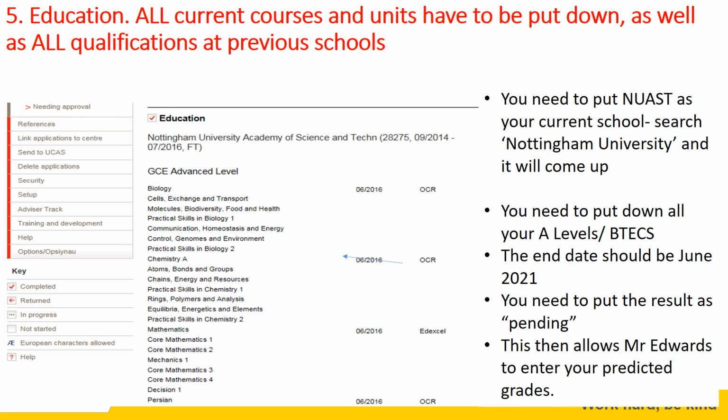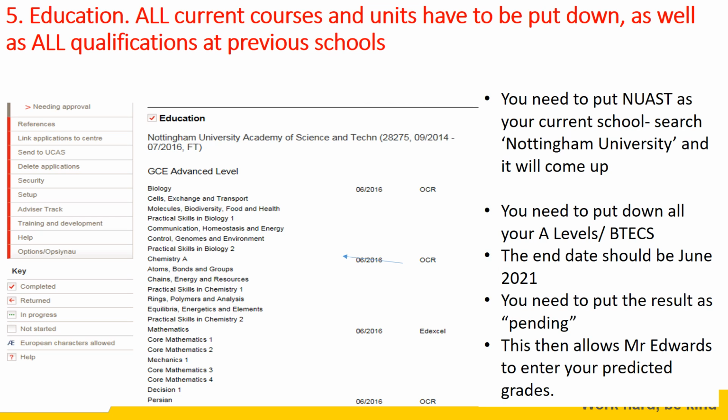Now, for your A levels, and this is also a part that people often miss off, you need to put Newast as your current school. Okay, so you do that by putting in the dates that you were there. So the date you started at Newast, and then the date that you end will be listed as June 2021. That will then automatically make Newast your current school. When you're searching for Newast on the form, type in Nottingham University, and then it will narrow it down enough that you'll see Newast come up on the drop down box.